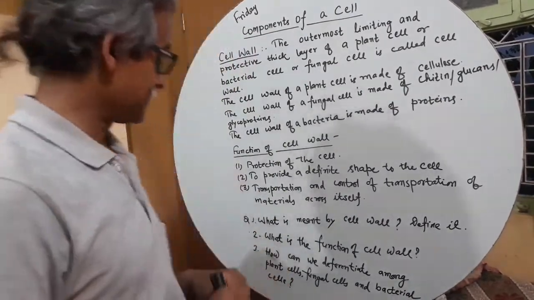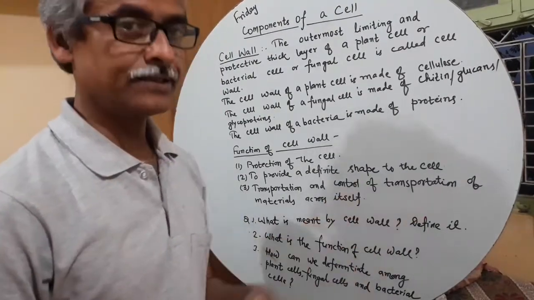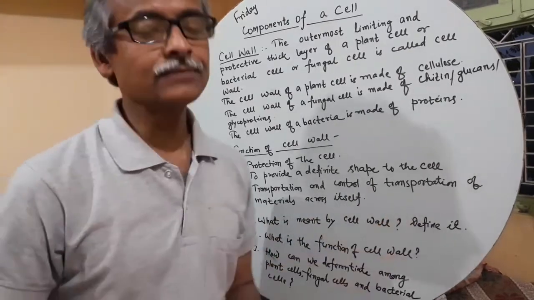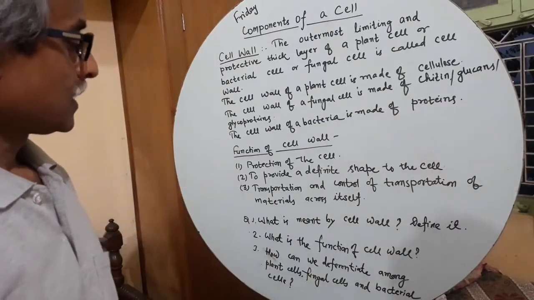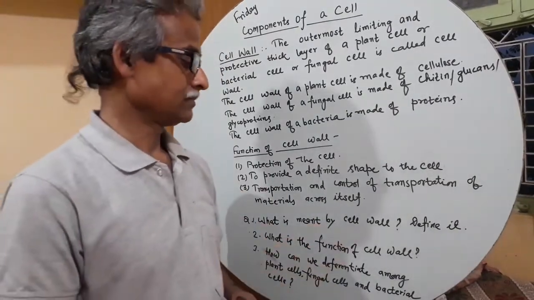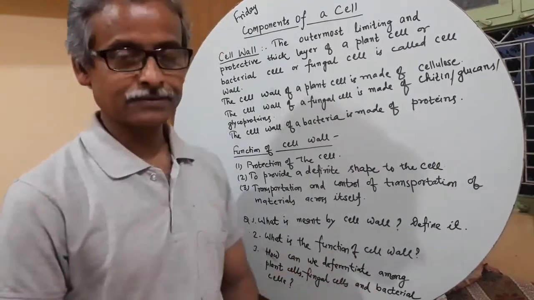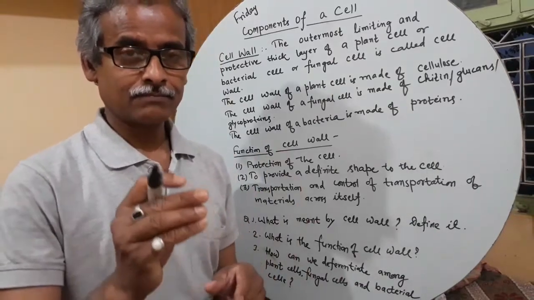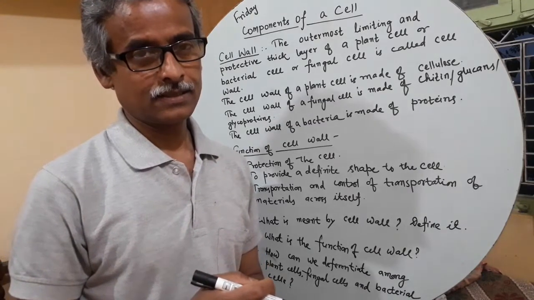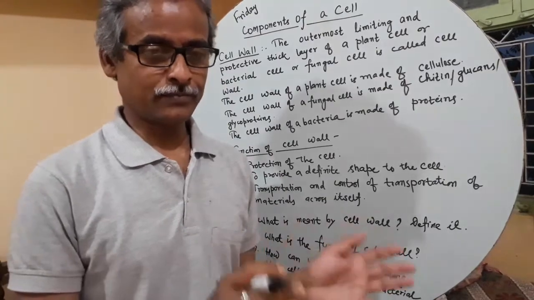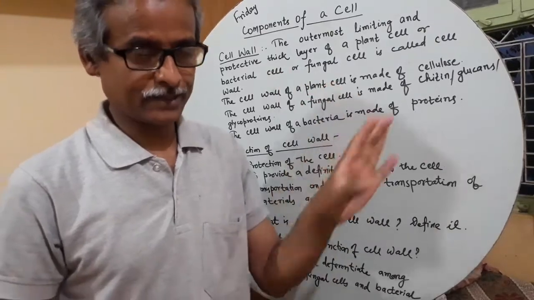So now you can answer the following three questions. What is meant by cell wall? Define it. What is the function of cell wall? Or you may say, what are the functions of cell wall? And the third, how can we differentiate among plant cells, fungal cells and bacterial cells? It is the material of the cell wall which helps us to differentiate them on the basis of the matter you have read here.